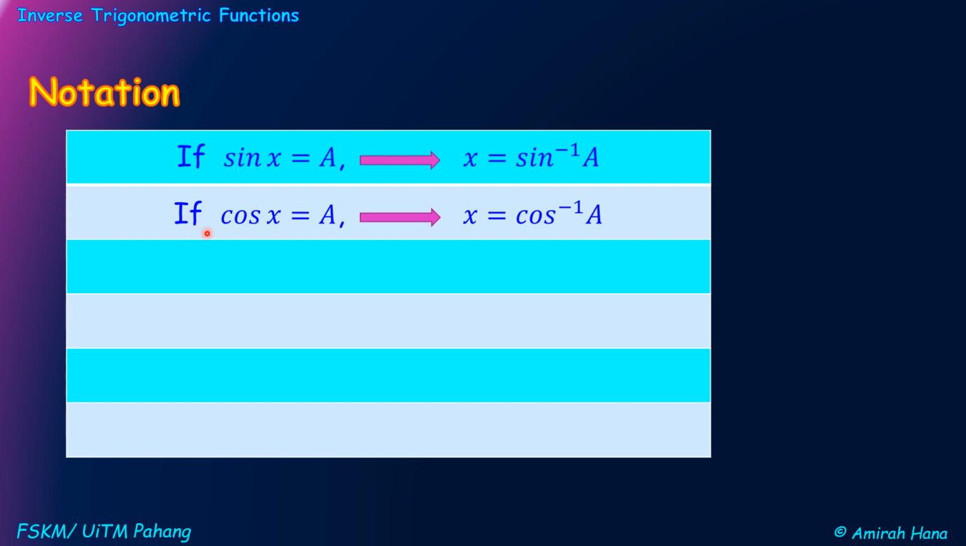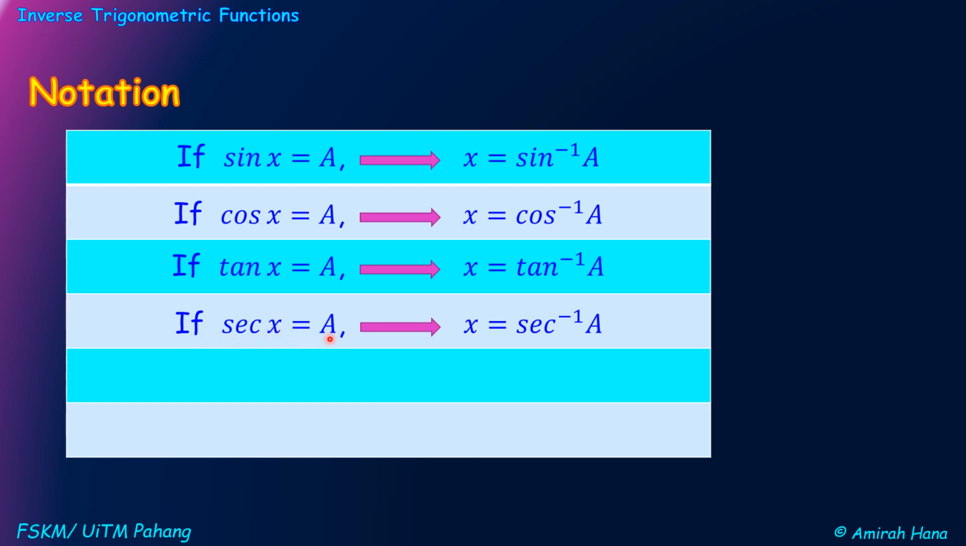If we have cos x equals a, we can move ordinary cos to the right-hand side, so we have x equals inverse cos a. If we have tangent x equals a, we also can move ordinary tangent to the right-hand side, so we can write x equals inverse tangent a. If we have sec x equals a, we also can move ordinary sec to the right-hand side, so we get x equals inverse sec a. If we have cosec x equals a, we can move ordinary cosec to the right-hand side and write x equals inverse cosec a.